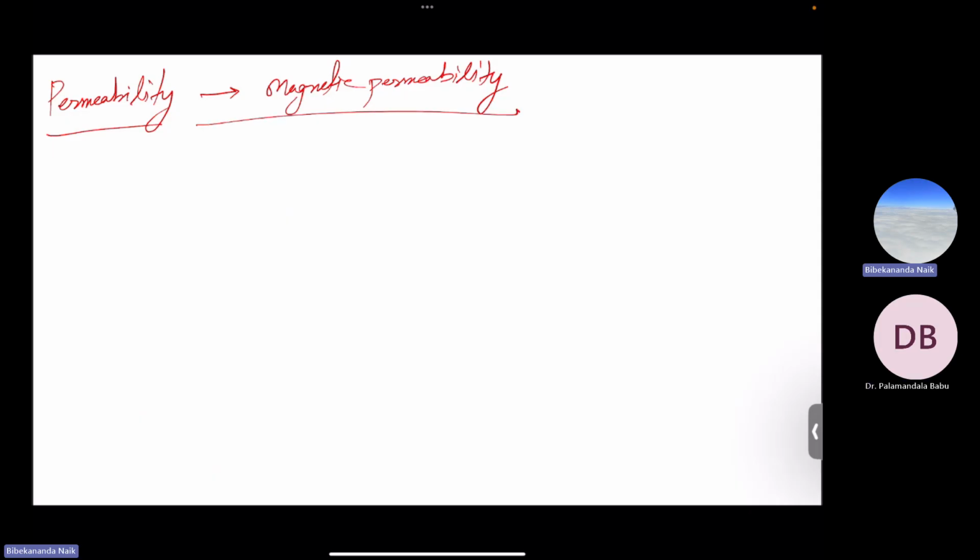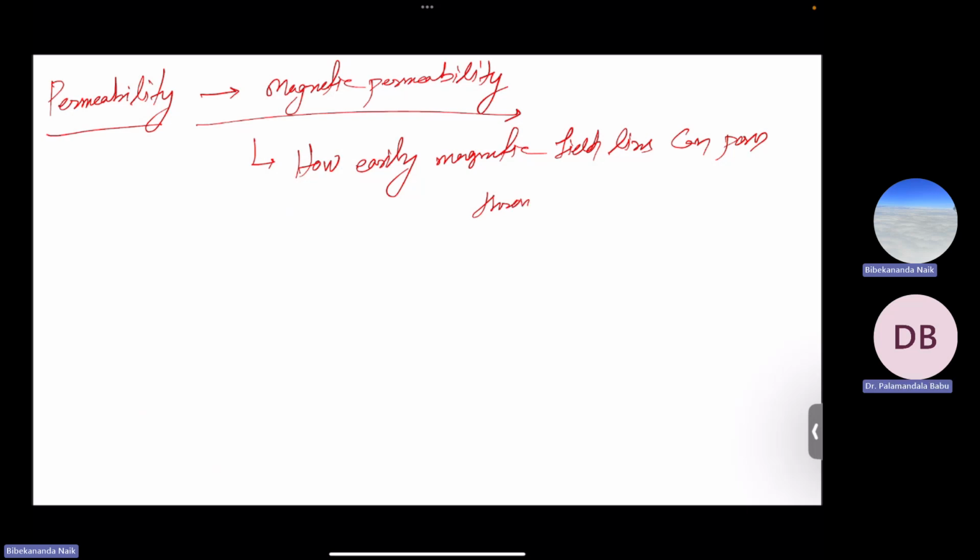And what is the significance? Basically, it shows how easily magnetic flux lines can pass through a medium. So, it basically explains how easily magnetic field lines can pass through a medium, which is called magnetic permeability.